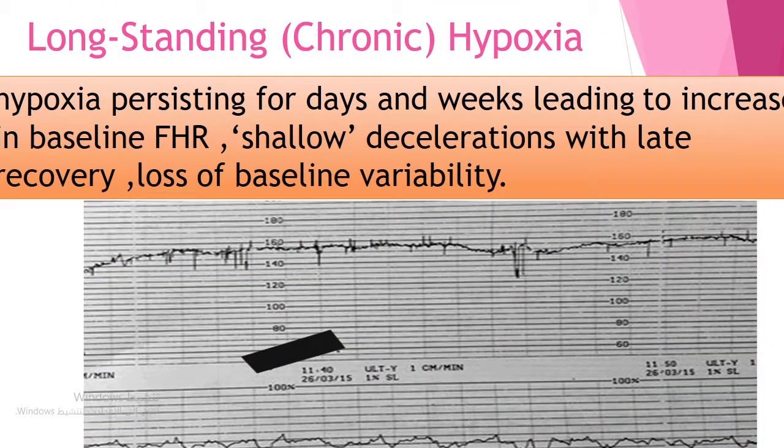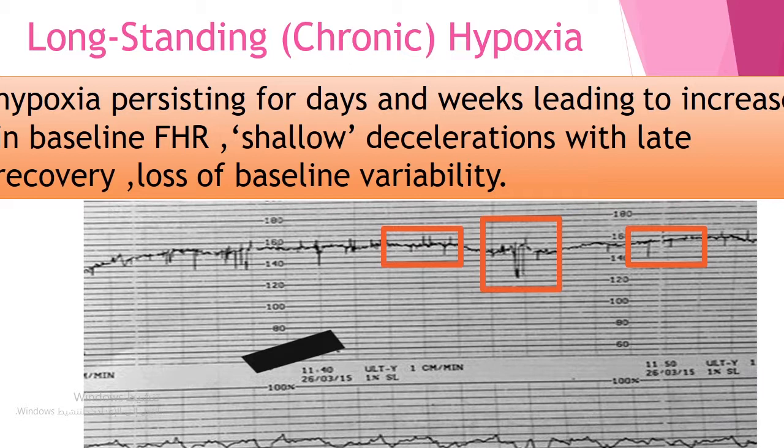Long-standing or chronic hypoxia. Chronic cerebroplacental insufficiency and antenatal insults may result in hypoxia persisting for days and weeks, leading to attempts at compensation, chemoreceptor-mediated decelerations, and evidence of decompensation. These fetuses would have reduced physiological reserve to compensate for any further hypoxic insults and therefore may rapidly decompensate with the onset of uterine contractions, leading to a progressive decrease in fetal heart rate.